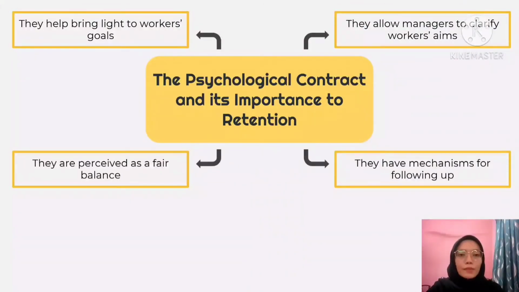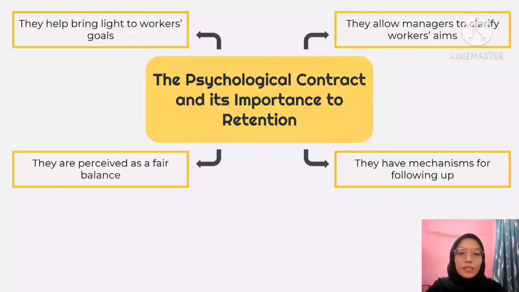Lastly, I'm going to explain the psychological contract and its importance to retention. First, they help bring light to the employees' goals or the needs that motivate them. Second, they allow managers to clarify employees' aims and evaluate the extent to which those needs can be met.